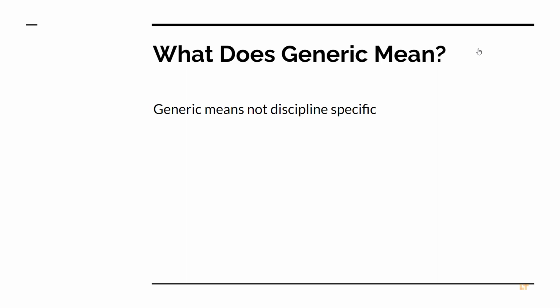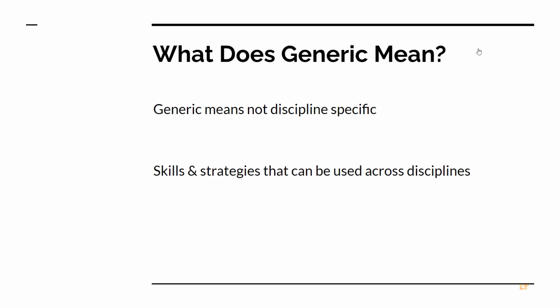So when we get into talking later on about disciplinary literacy, you'll see that there are ways of reading and writing within science, for example, that are very different from how we go about reading, writing, and communicating in English or in mathematics, all right? So generic just means it's not discipline specific.